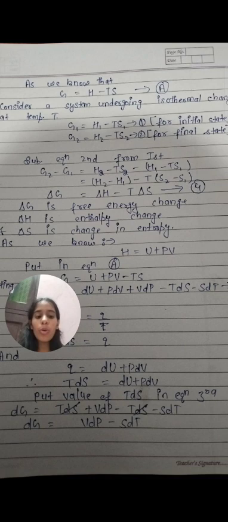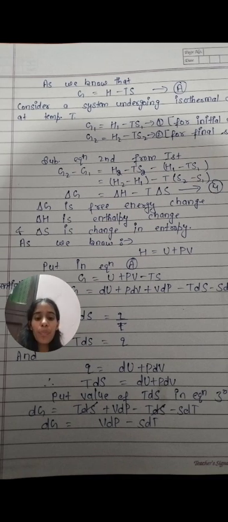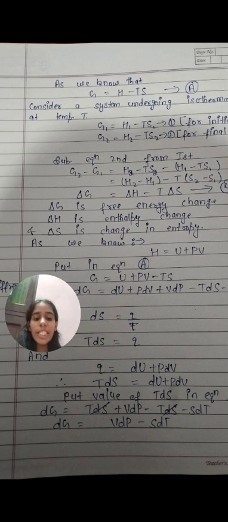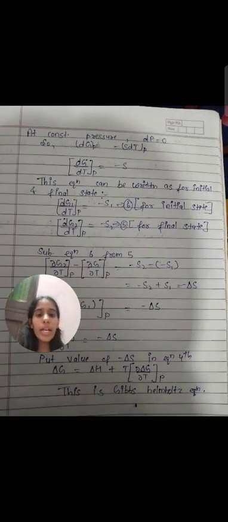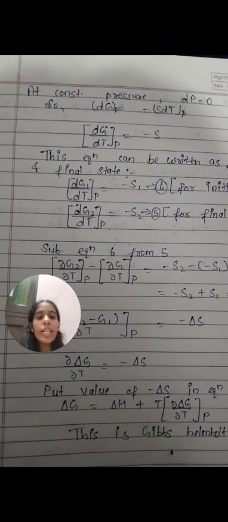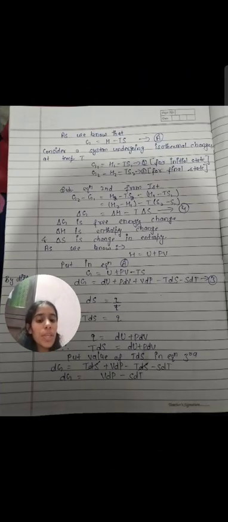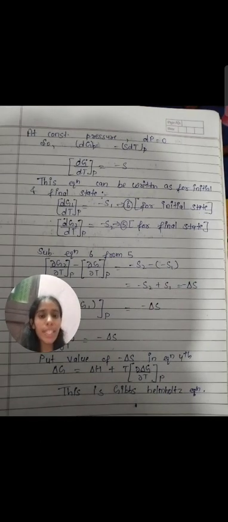Put the value of TdS in equation third. So by cancelling TdS with TdS, left dG is equal to V dP minus S dT. And now taken at constant pressure, dP is equal to 0, so dG is equal to minus S dT. dG by dT is equal to minus S at constant temperature.